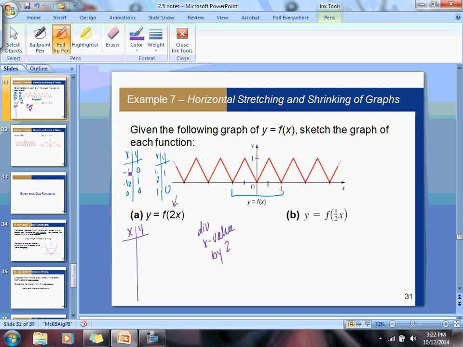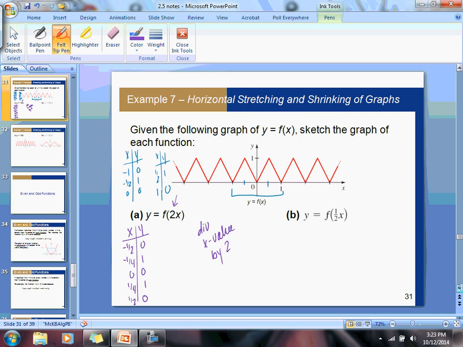So instead of starting at negative 1, I'm going to have negative 1/2, 0. Instead of going to negative 1/2, I'm going to go to negative 1/4, 1. And we'll still have 0, 0. And then 1/2 divided by 2, that's 1/4, 1. And then half of 1 is 1/2, 0. So those would be the values that I would graph.